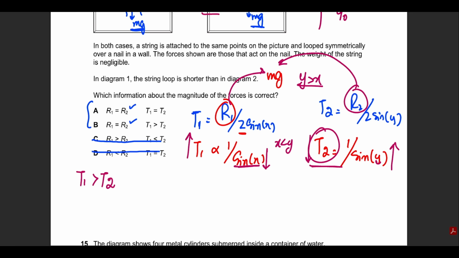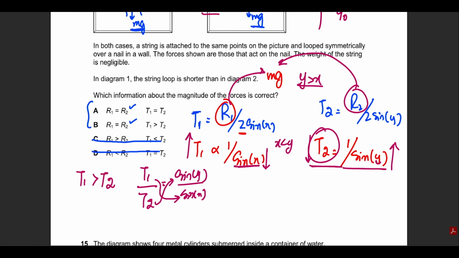You could have compared this by using, for example, the division method, like T1 divided by T2 is equal to sine of y divided by sine of x, because they're all inverses. So after setting up the reciprocal, we will see that T2's component comes here and T1's component comes here.